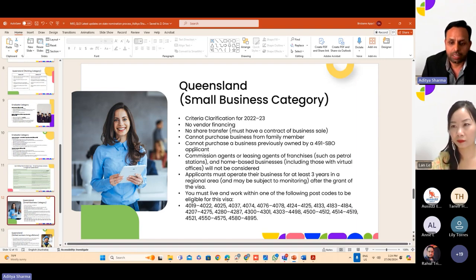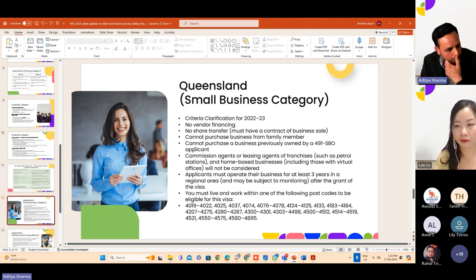You cannot purchase this business from any of your family members. If one of your family members owns this business, you can't buy it from them. And yes, there are restrictions on some sorts of businesses. It cannot be a commission agent business, such as a petrol station, where you are selling the petrol and just getting the commission. These sorts of businesses are not really eligible. That's why I'm saying, anytime you want to invest in any sort of business, seek professional advice beforehand, so that we can tell you whether this business is eligible or not.